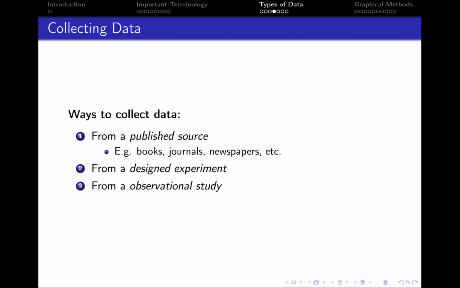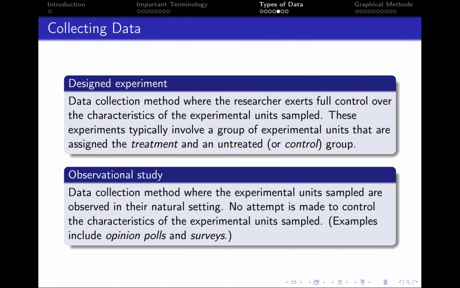So, as a statistician, you might need at some point to collect data. And there are three ways to do that. We can collect data from a published source like books, journals, newspapers. So this is what is available to us from external resources, or we can design an experiment, or we can do an observational study. A designed experiment is a data collection method where the researcher exerts full control over the characteristics of the experimental unit sampled.